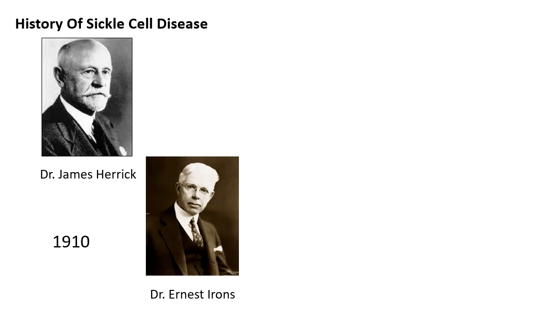He asked his intern, Dr. Ernest Irons, to look into the peripheral blood smear, and Dr. Irons came up to him and told him that there are some abnormal looking cells which are of different shape than RBCs, and that is when James Herrick took interest in this case and looked into the peripheral blood film and gave his first description in 1910.